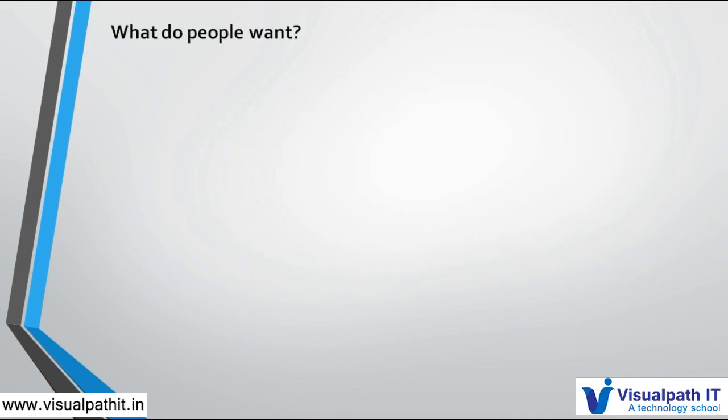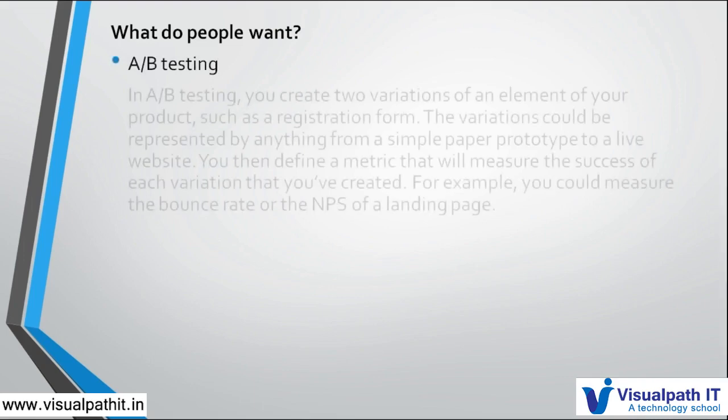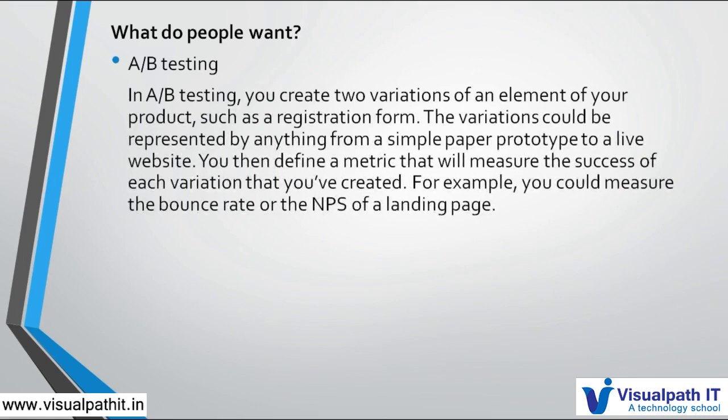Next, we'll see what people want. A/B testing. In A/B testing, we create two variations of an element of your product, such as a registration form. The variations can be anything from a simple paper prototype to a live website. You then define a metric that will measure the success of each variation that you have created. For example, you could measure the bounce rate or the NPS of a landing page.